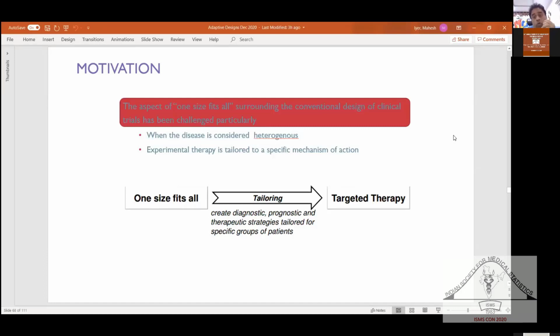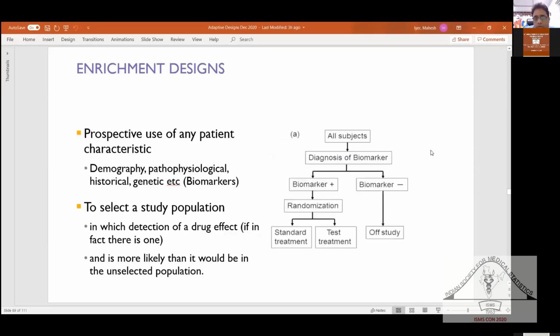Okay, so now what you want to do is select, enrich your population. You want to say, hey, I want to bring in only people who are HER2/neu positive, so that my drug has the best chance of succeeding. So that eventually when I sell it, I will sell it only to the people who are HER2/neu. So going from one size fits all, here is a drug for everybody, everybody can take it, like aspirin or Crocin for headache, to tailoring it and saying only people who are HER2/neu can take Herceptin. That's the motivation. That's what we want to try and do.